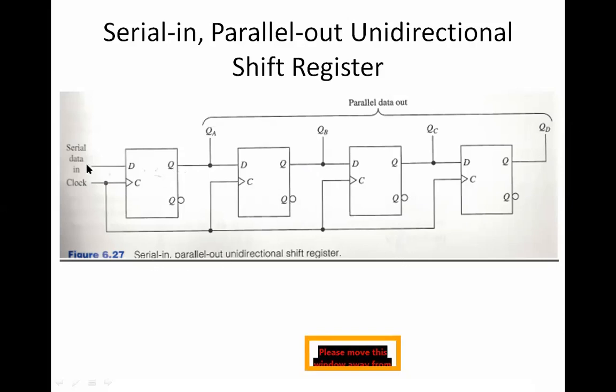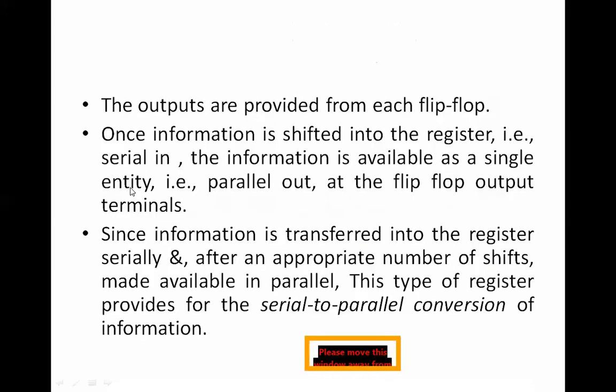So this is your serial in. You're giving data serially, one after the other, but you'll get 4 bits together, which are A, B, C, and D. So this is called a serial in, parallel out, unidirectional shift register. Unidirectional because it's moving from the left hand side to the right hand side. It's not moving from right to left. Okay, fine.